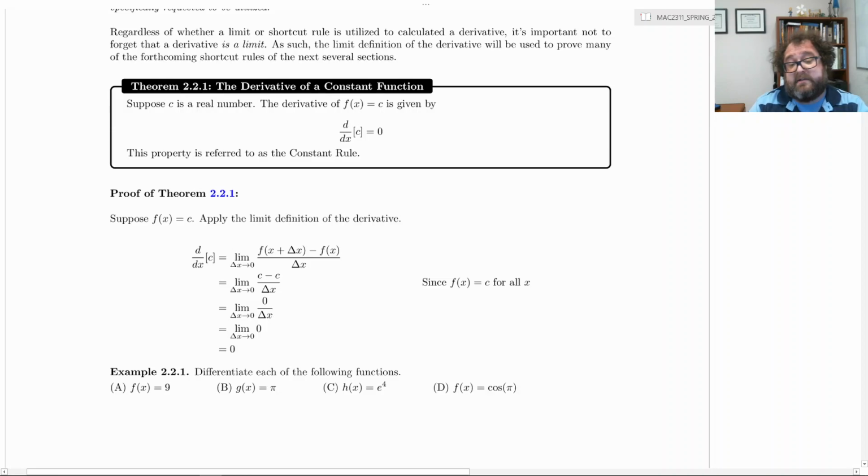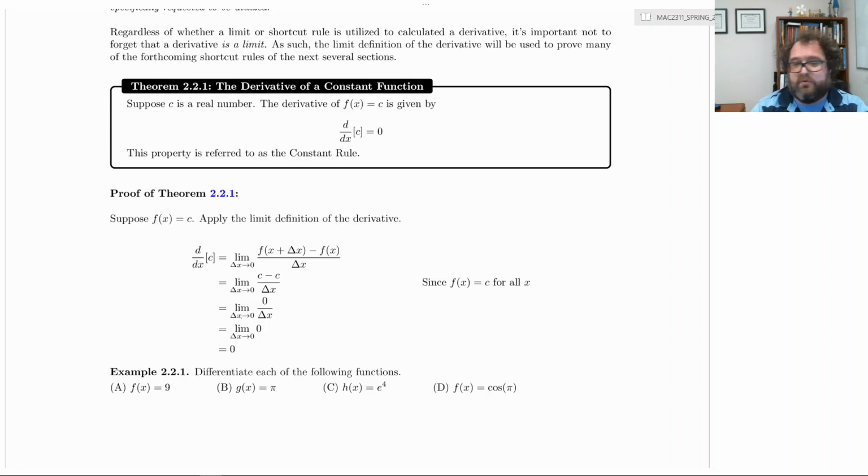0 divided by delta x, since delta x is a non-zero number. Of course, we're taking the limit as delta x goes to 0, but delta x is a number. It's a very, very tiny number, but it is a number. So 0 divided by that tiny number is 0. So you get the limit as delta x goes to 0 of 0. And so we have the limit of a constant function 0, which of course just gives us 0. Okay, so the derivative of a constant function is 0.